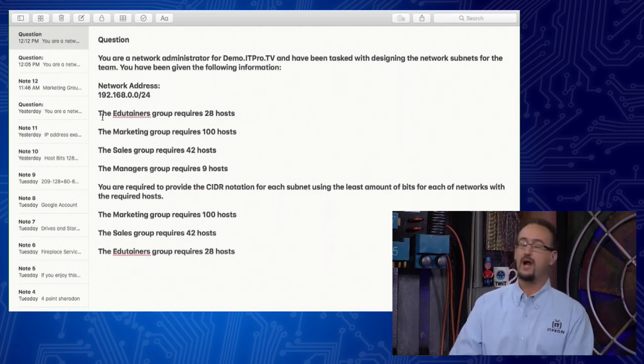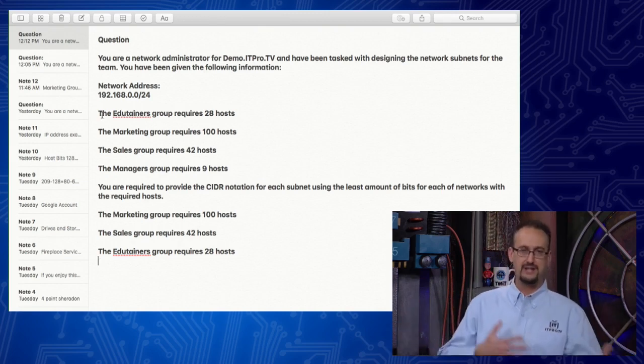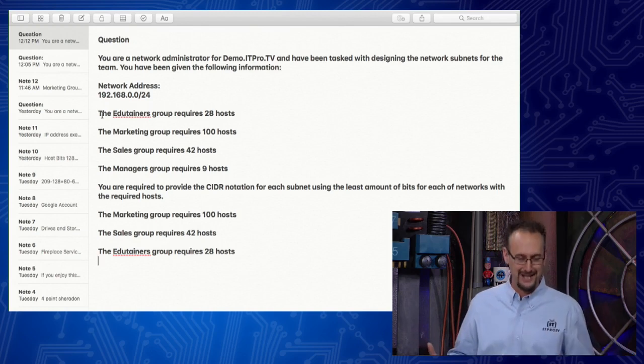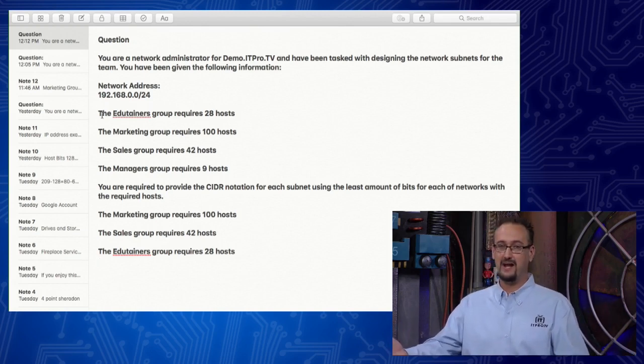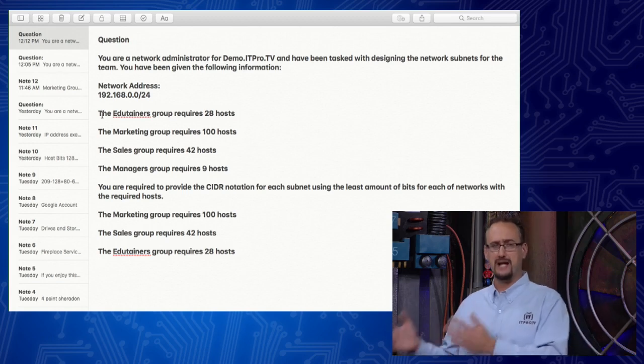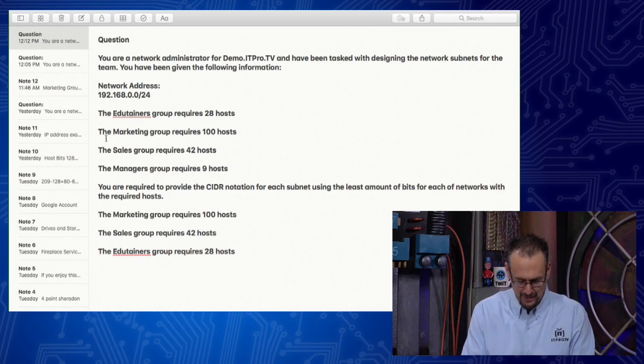It's kind of funny. Sometimes we call ourselves hosts. We like to call ourselves edutainers because we try to educate and be funny and, you know, try to entertain you at the same time. But it was kind of funny. I originally put hosts, and I was going to say the host group needs 28 hosts. Well, that was a little redundant, so I changed it to edutainers here.